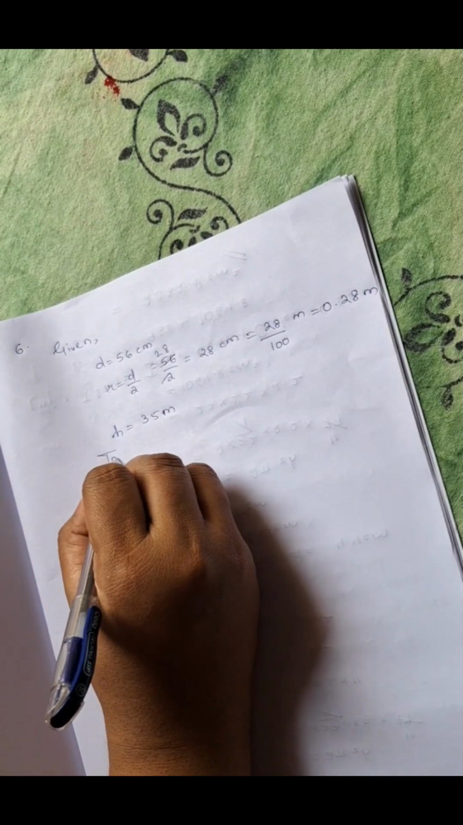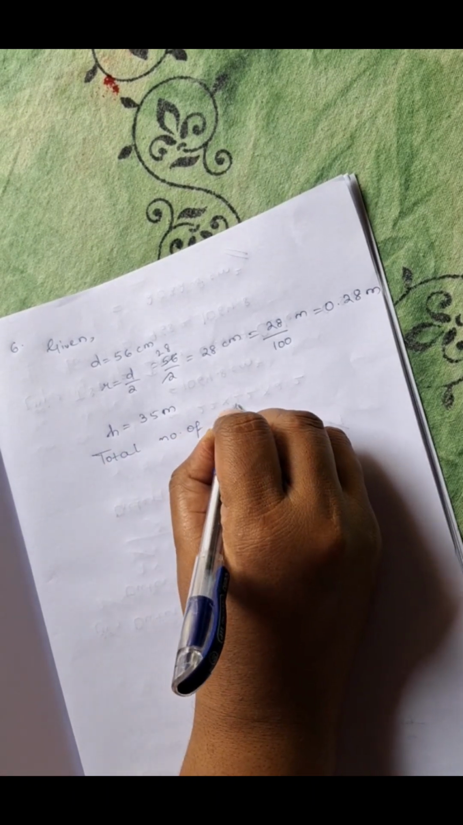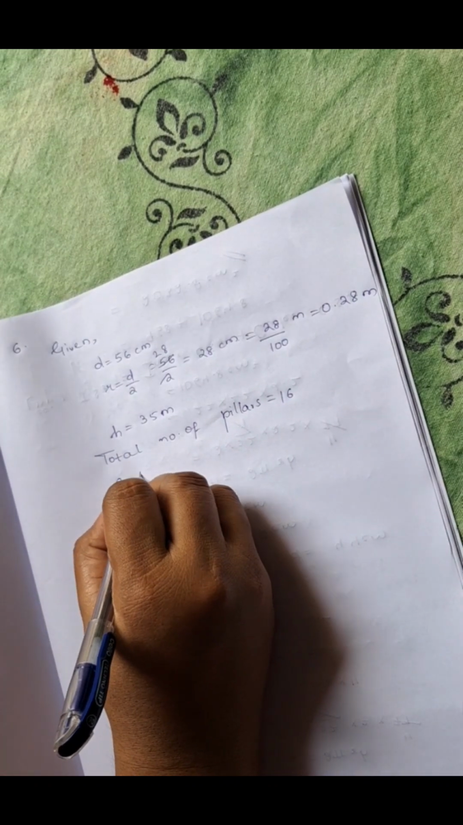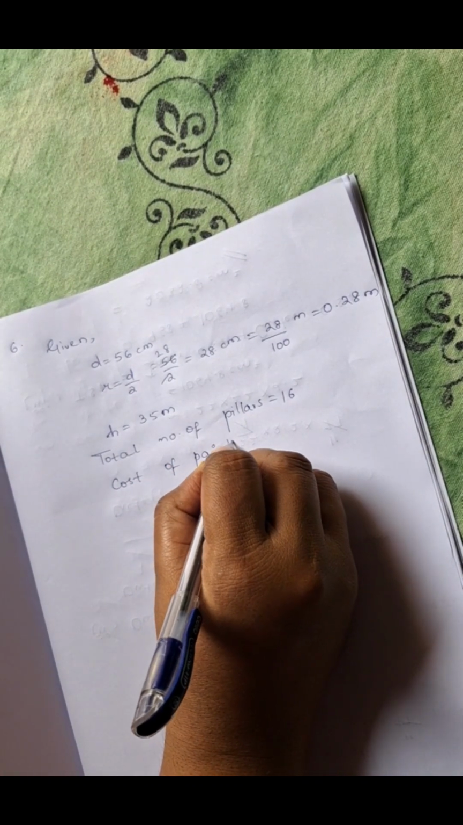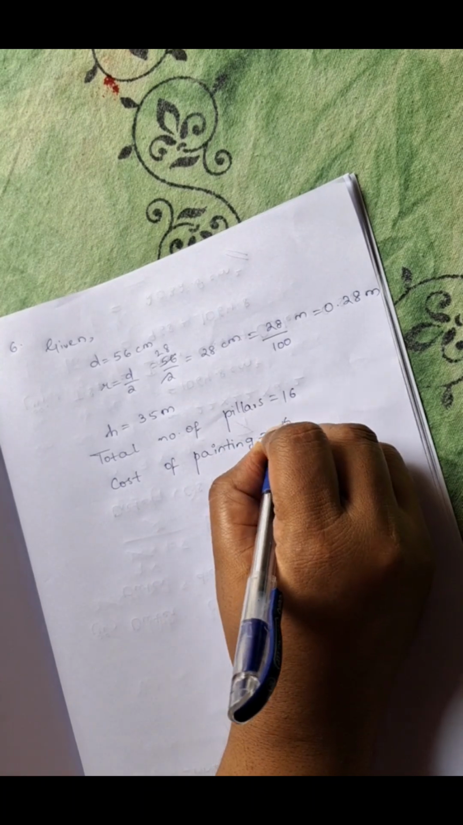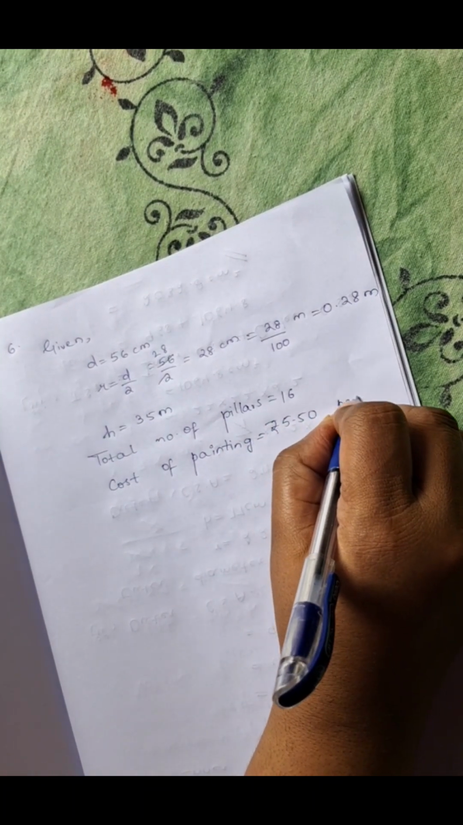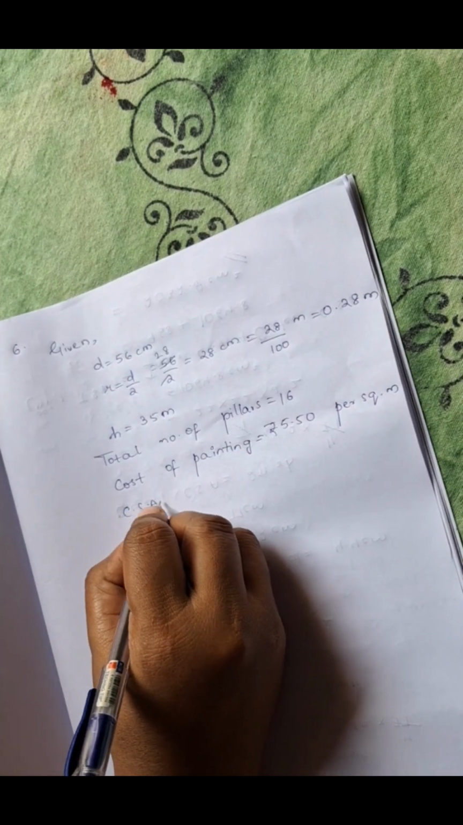How many total number of pillars are there? Total number of pillars is how much? 16, right? So cost of painting, what they have given? Cost of painting per square meter is equal to what? 5.50 per square meter, right? Per square meter. So curved surface area of each pillar will be how much?